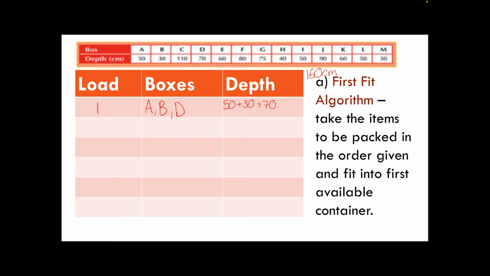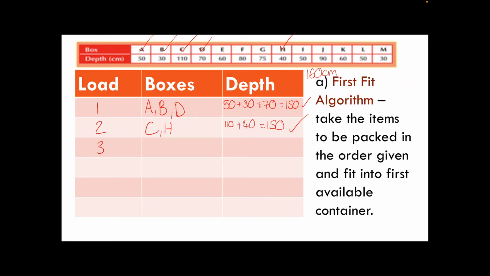None of my boxes are 10. So that is our maximum. So we're done there, and I'm just going to tick those off as I go. For load number 2, I'm going to put in box C, which was 110. That's leaving me with 50 left over, so I can put in box H, because remember we're just doing it in the order, so H is the first box that's under 50. We've not got any that are 10 centimetres, so 150 is our maximum depth, so that's us done there.